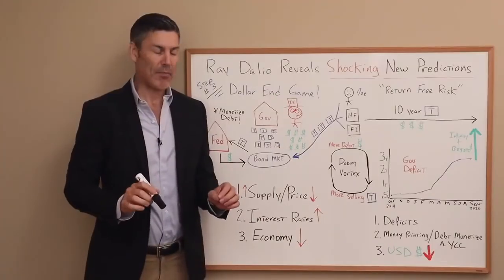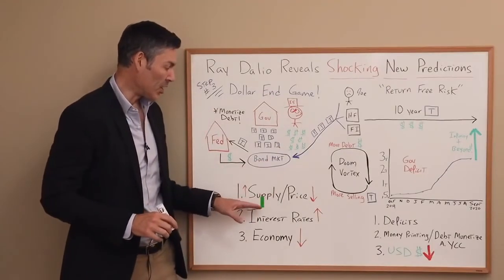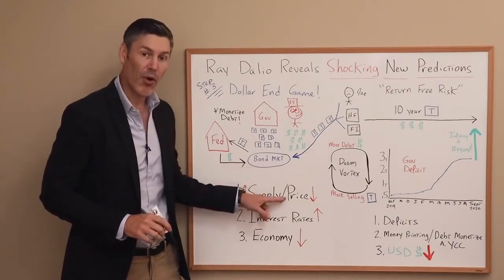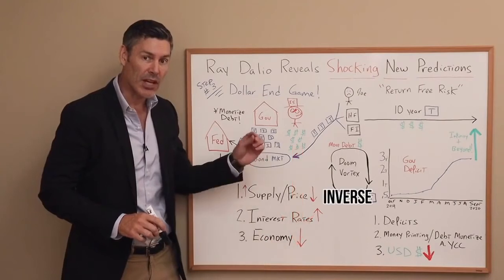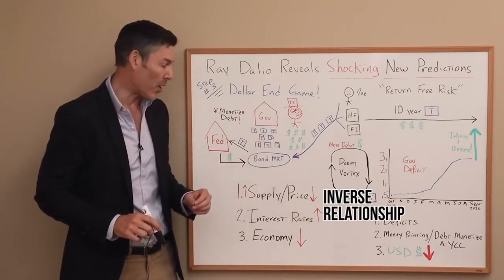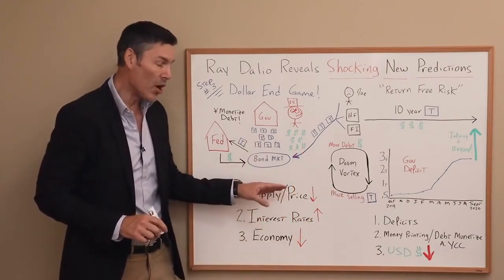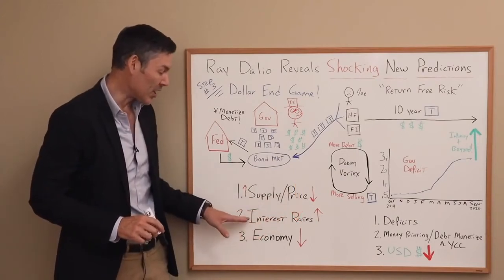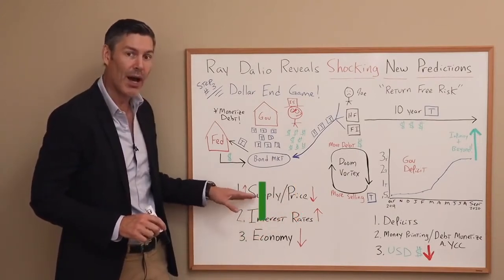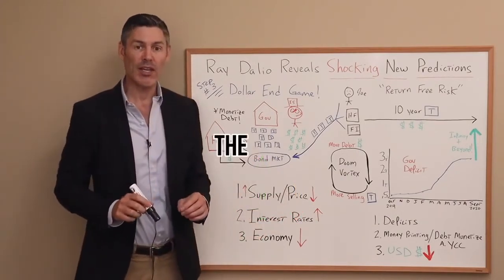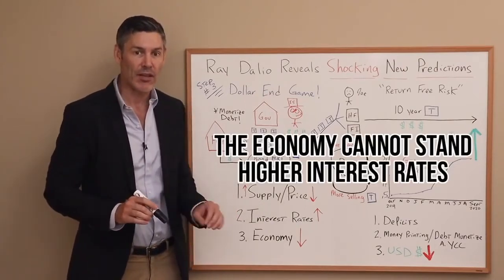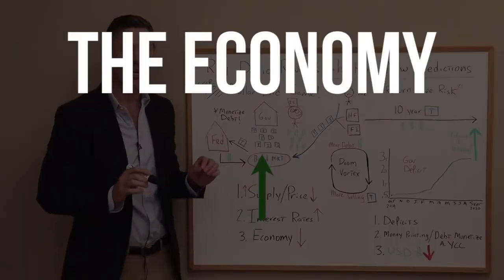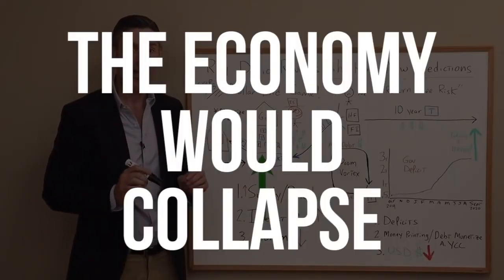So the supply of bonds hitting the market increases, which makes the price of those bonds go down. And remember, there's an inverse relationship between price and yield. So if prices are going down, yields and interest rates are going up. But Ray knows the economy cannot stand higher interest rates. If interest rates were to go up, the economy would collapse.